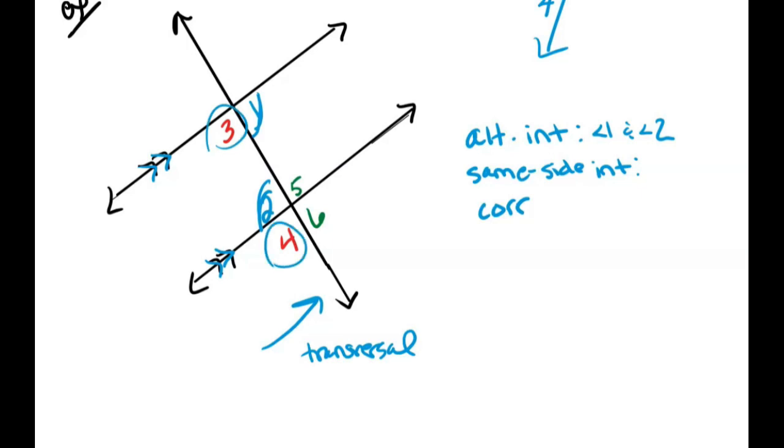These guys are on the same side of the transversal, right? They're both on this side of the transversal. And one's on the inside of the parallel lines, one's on the outside of the parallel lines. That makes them corresponding angles.